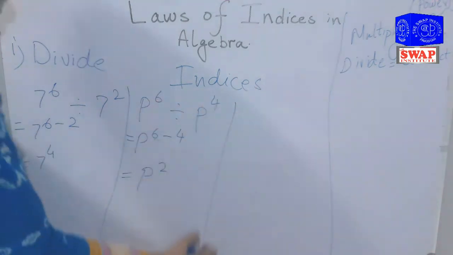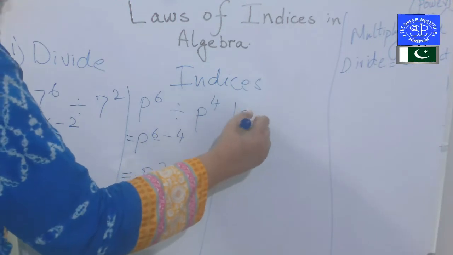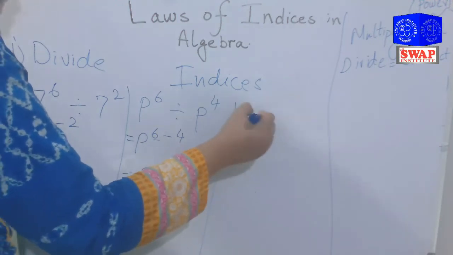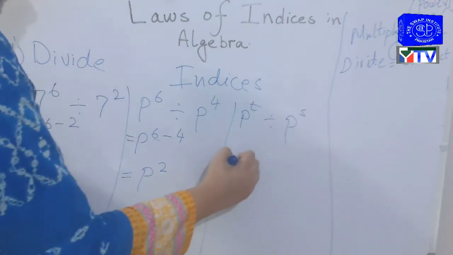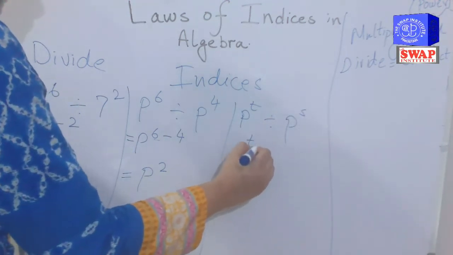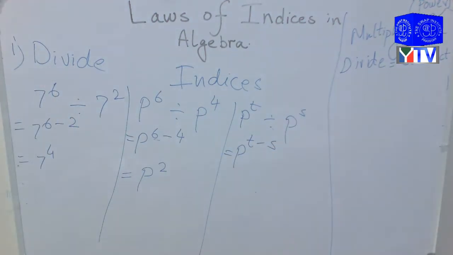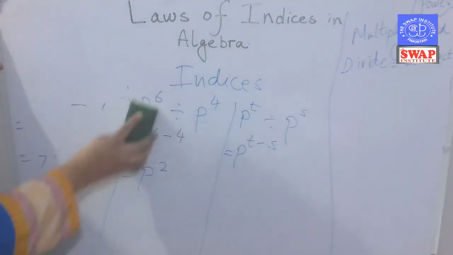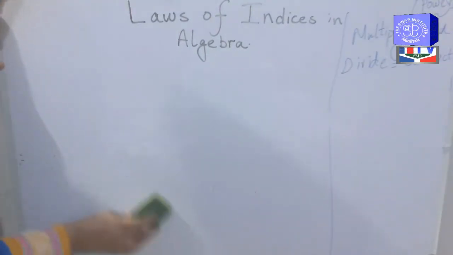The same thing, if instead of a number I have an alphabet, for example p raised to power t divided by p raised to power s, it will be p raised to power t minus s. Nothing will change. Our rules remain the same. Is it clear? Okay. Now we will move on to the third law of indices, that is raise to power.